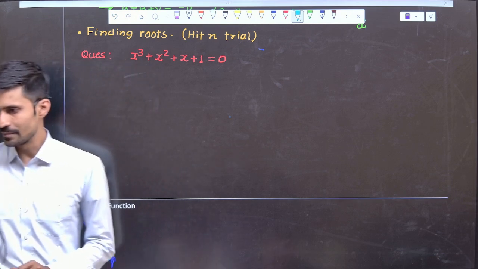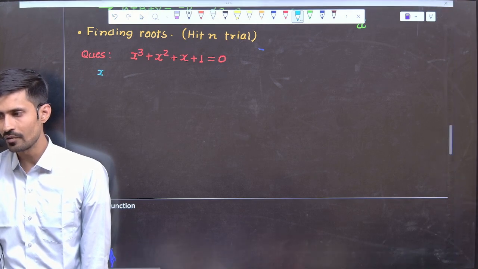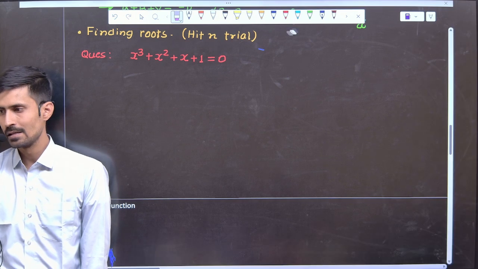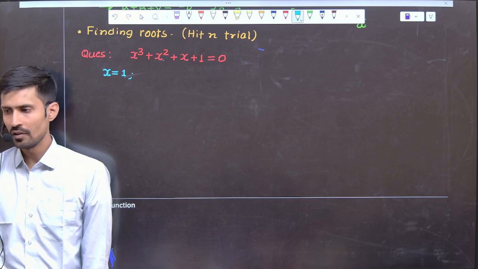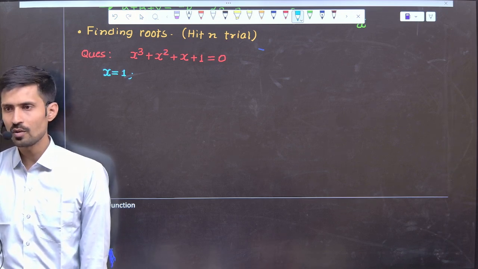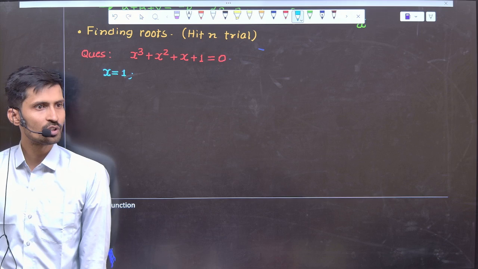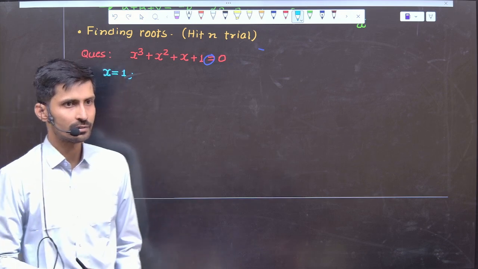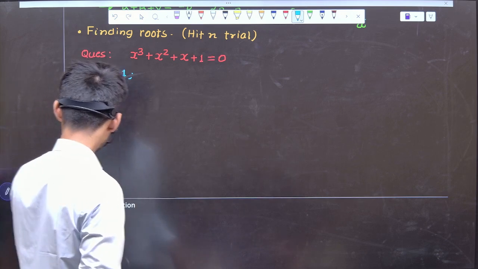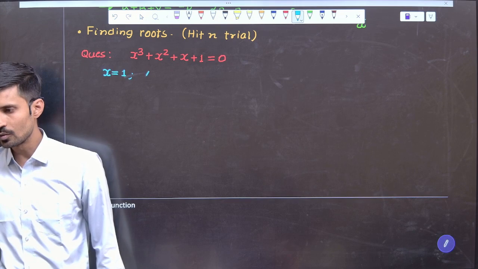Okay? So see this. First of all, I will put x value 1. Put x is equal to 1. Tell me what this will be. If I put x equals 1, 1 cube, 1 square, 1, 1. What will it become? 4 equals 0. Is this number satisfying the equation? Satisfying means this sign should be correct. Not correct, so this is not the root.